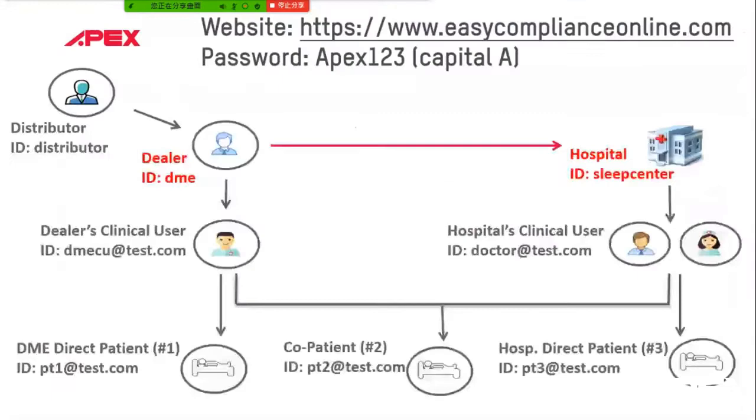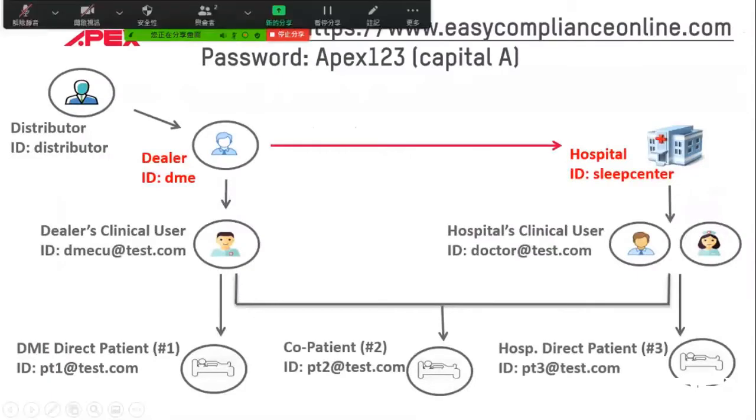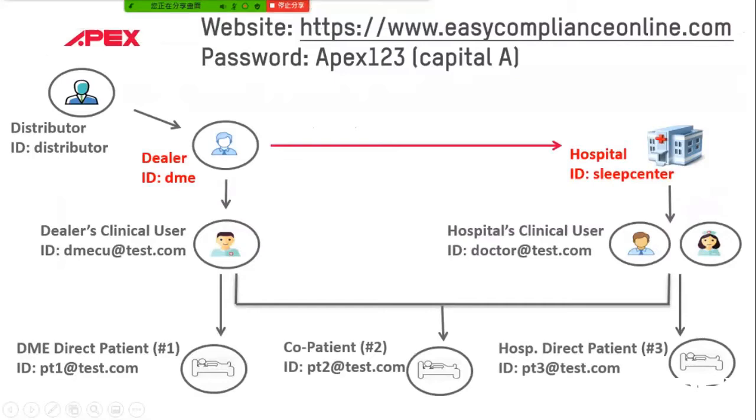Okay, so let's go back to our PowerPoint here. So basically, we have created, we offer a distributor account. We create a dealer account under the distributor. Under the dealer DME account, we create clinical users. And then we also create hospital identifications. Now, next step is logging in to the hospital. And then from the hospital's perspective, let's create a clinical hospital account.